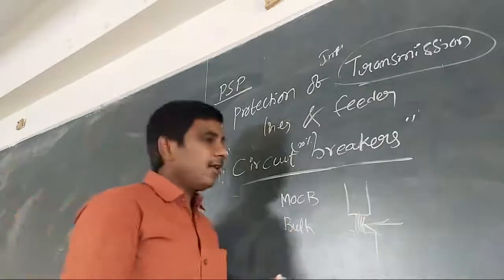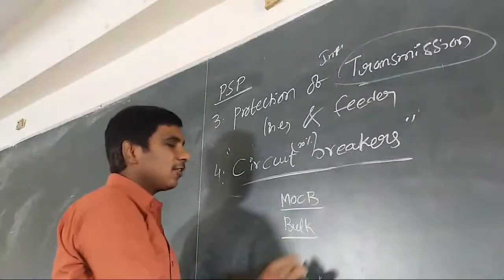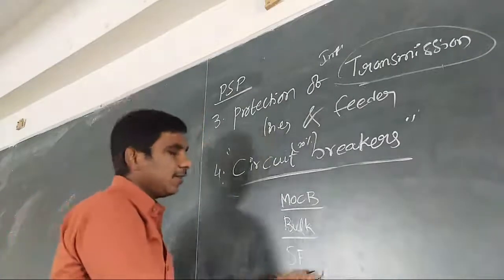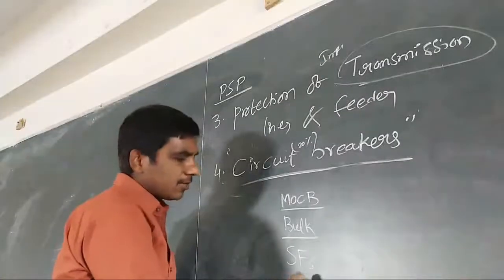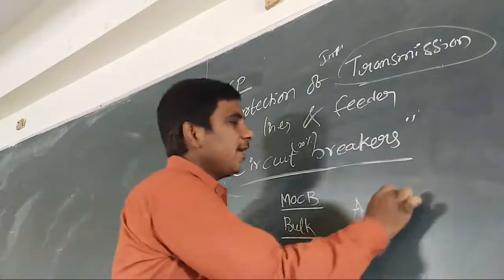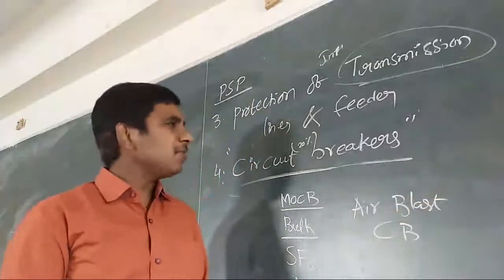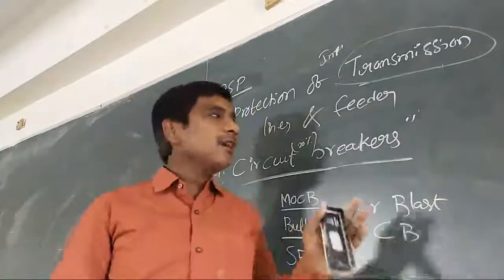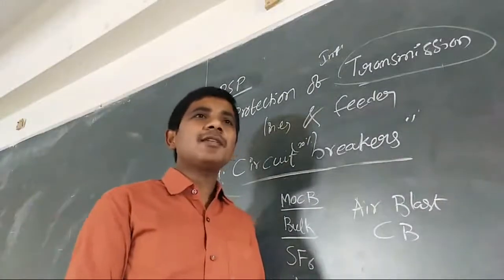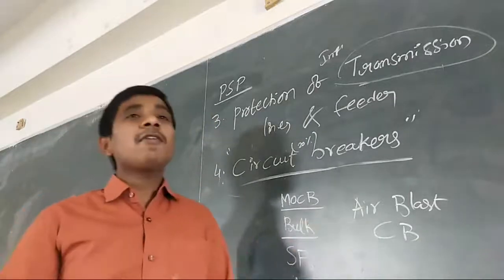Pinched means reduced. How we reduce that arc, all this we will discuss in MOCB, bulk oil circuit breaker, SF6 circuit breaker, sulfur hexafluoride circuit breaker. After that, air circuit breakers (ACBs) and air blast circuit breakers. Different types of circuit breakers: what are the phenomena, how they work, what are the arc pinching methods, the arc reduction methods, those we will study in circuit breakers. Do you understand? This is about all of power system protection.